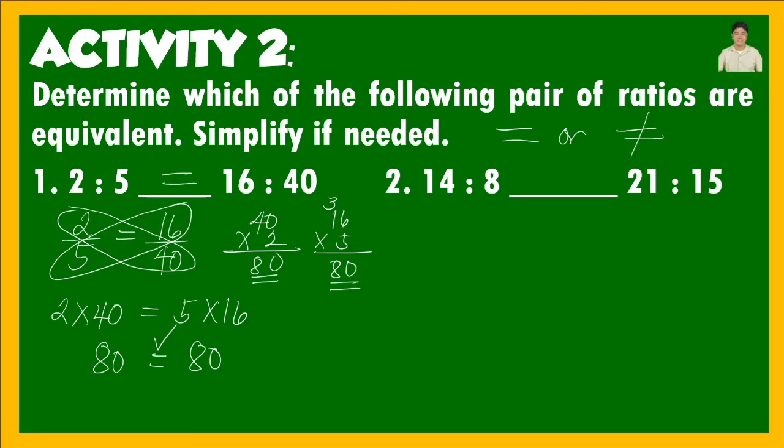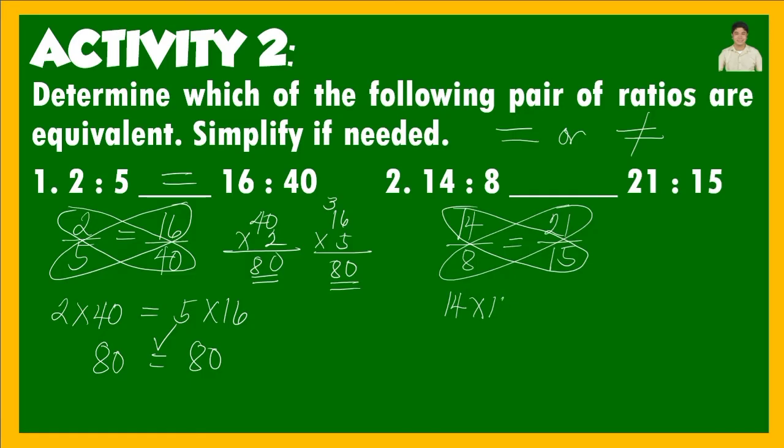Next, number 2. 14 is to 8 and then 21 is to 15. So 14 over 8 equals 21 over 15. So cross multiplication: 14 times 15 equals 8 times 21. Let's show 14 times 15. 4 times 5, 20. So 0, carry 2. 1 times 5, 5 plus 2, 7. Then 1 times 4, that is 4. And then 1 times 1, 1. Let's add: 0. 7 plus 4, 11. So 1, carry 1, 2. So 210.